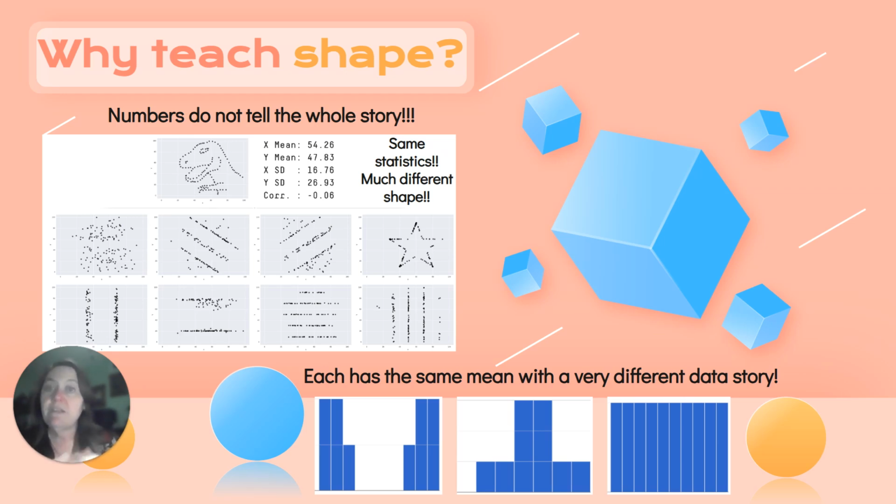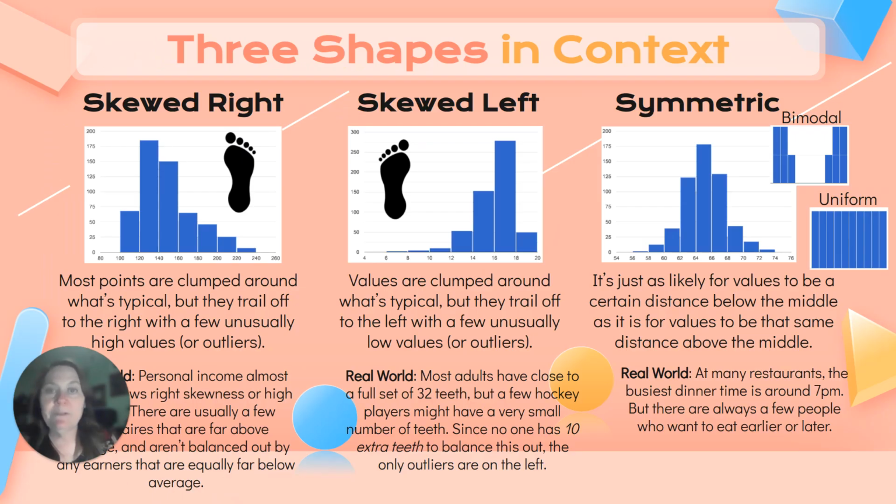And so it is very important that we also look at shape. What is the shape of how that data came about? Not just numbers. Okay? And so there are 3 different shapes that we look at, and it's really important that we don't just learn technical terms, but we also teach them in context. And here are your 3 shapes. Your data will either be skewed to the right, left, or symmetric.